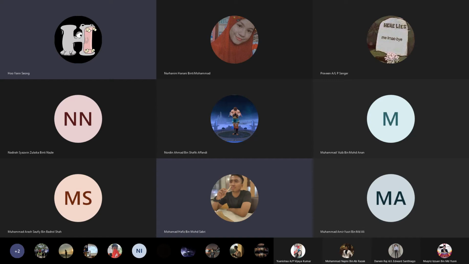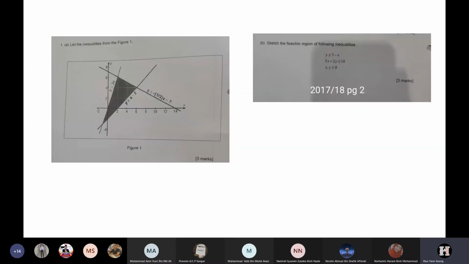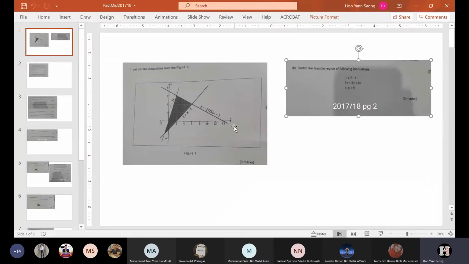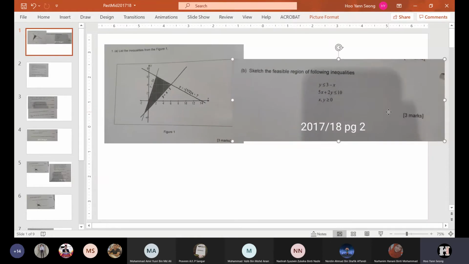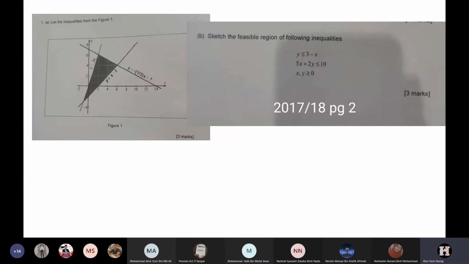Okay, so no questions. So let us look at this one. This one memang tak ada jawapan. Tak ada orang send, so that's why, don't complain about the lightning. Okay, so let us look at this one, 2017-18.